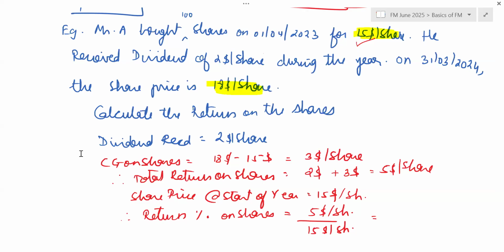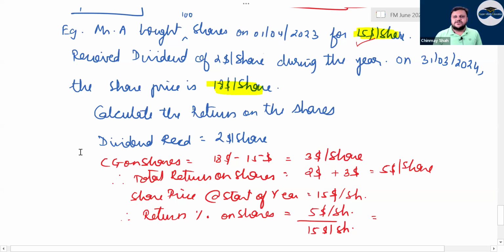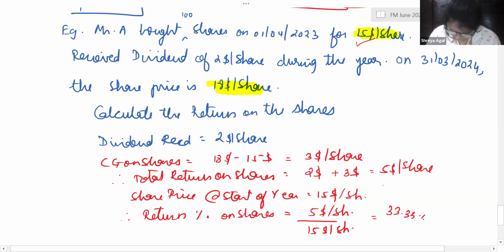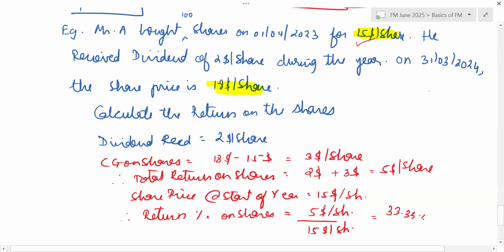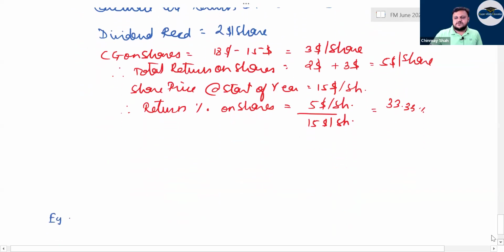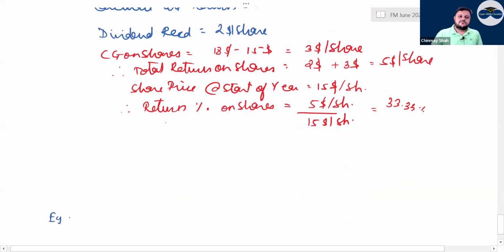And how much did I invest per share? $15. So $5 I got, $15 investment. How much is the return? 33.33%. So this is nothing but TSR, total shareholder return. So what is the total shareholder return formula?